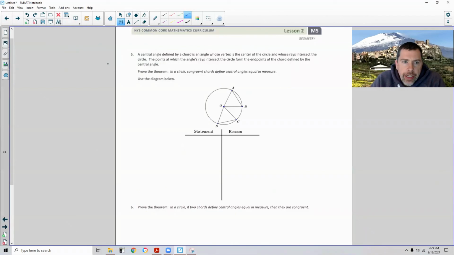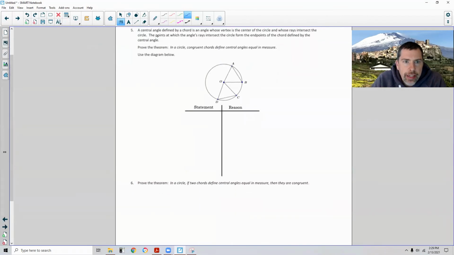Okay, page 5, number 5. A central angle defined by a chord is an angle whose vertex is the center of the circle and whose rays intersect the circle. The point at which the angle's rays intersect the circle form the endpoints of the chord defined by the central angle. Prove the theorem. In a circle, circle O, congruent chords define central angles equal in measure.